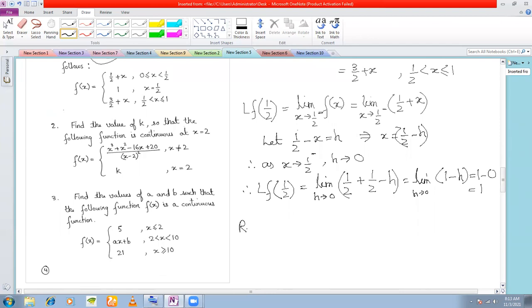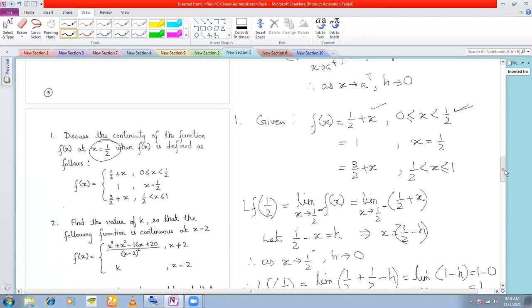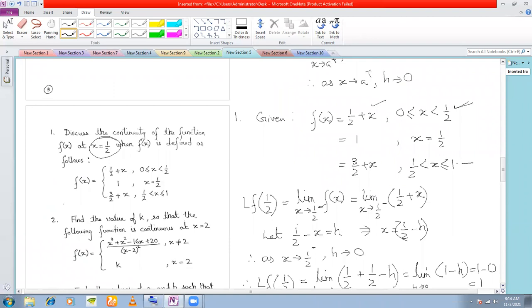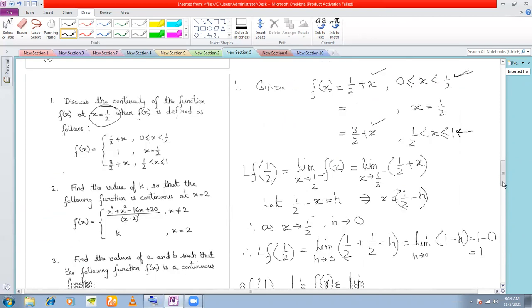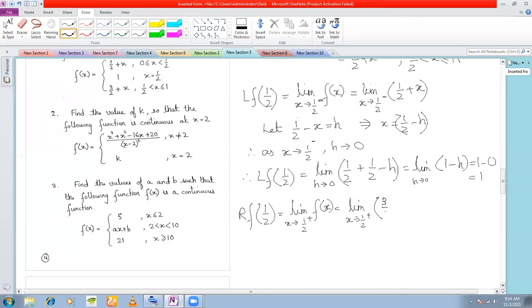We'll now check the right hand limit, RHL f(half), which is equal to limit x tends to half plus f(x). Now you decide which value of f(x) to take. So x is approaching half from values that are higher than half. Here you get values that are higher than half, and what is the corresponding value? 3 by 2 plus x. So we take the value of the function as 3 by 2 plus x.